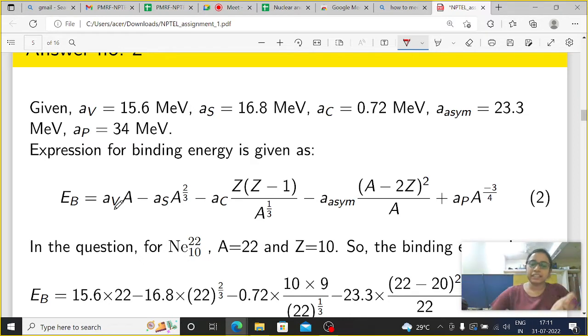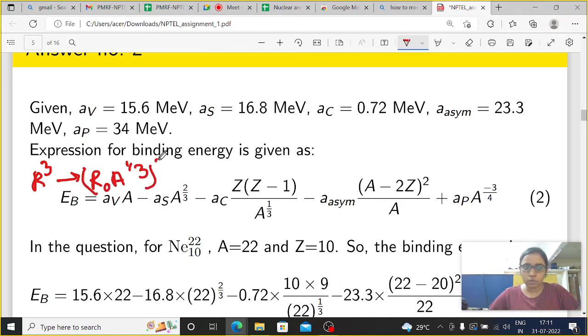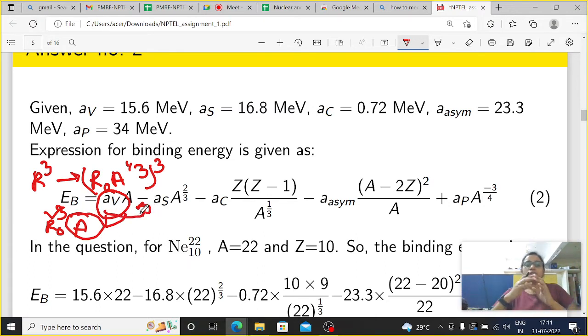So why is it like that? Because we know that volume is like R cube. From the previous question, we have noted that R equals R0 A to the power 1 by 3. So as a whole cube, that means R0 cube and A will be there. So AV is basically a constant with R0, because R0 is itself a constant, so a constant with R0 cube and A will be there. That means AV into A is there. So what does it mean? It means that our binding energy depends upon the volume term.